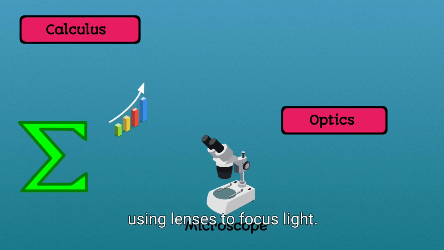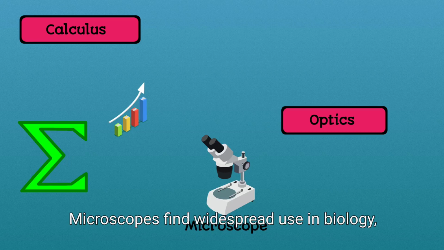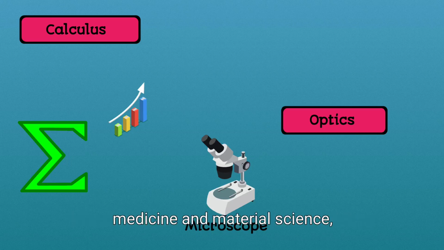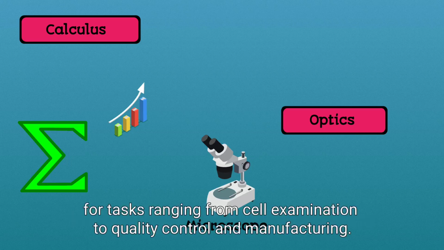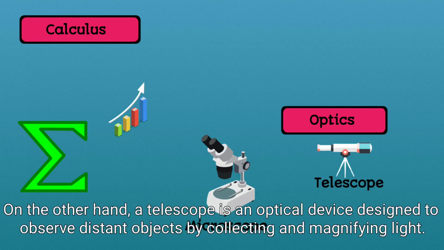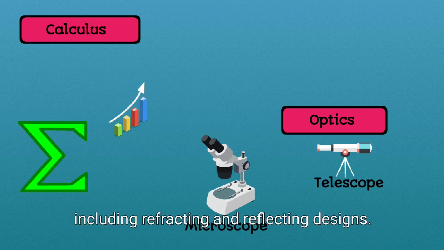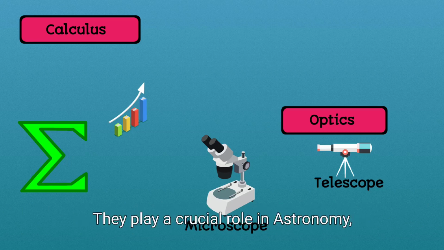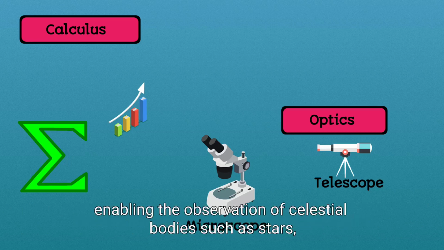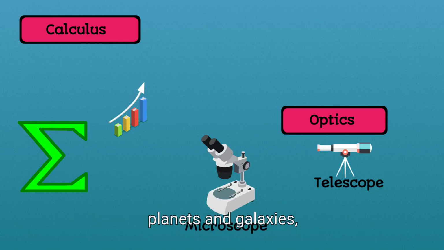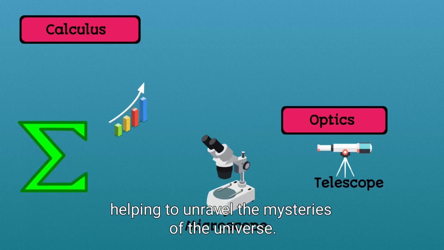Using lenses to focus light, microscopes find widespread use in biology, medicine, and materials science for tasks ranging from cell examination to quality control and manufacturing. On the other hand, a telescope is an optical device designed to observe distant objects by collecting and magnifying light. Telescopes come in various types, including refracting and reflecting designs. They play a crucial role in astronomy, enabling the observation of celestial bodies such as stars, planets, and galaxies, helping to unravel the mysteries of the universe.